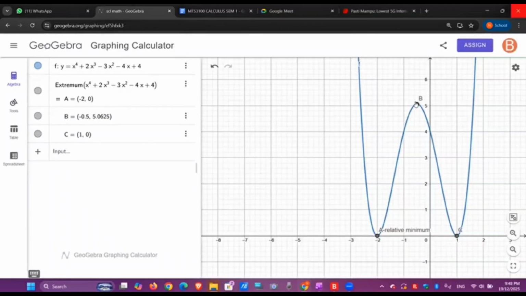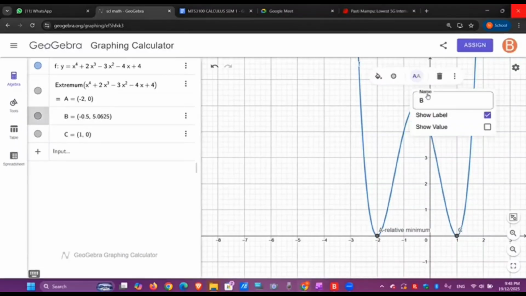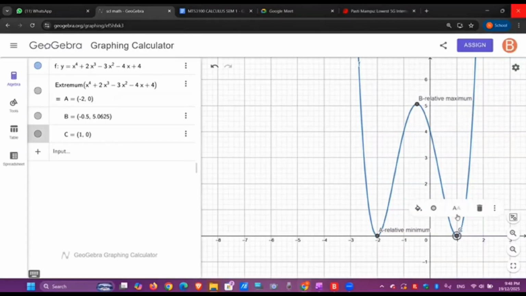Then B, negative 0.5, 5.0625 is the relative maximum. And the last one is C, the relative minimum.